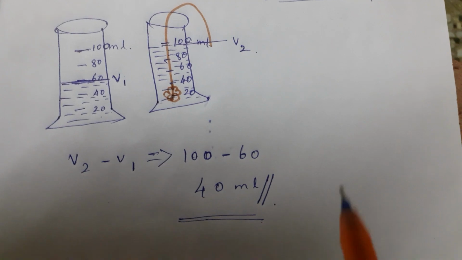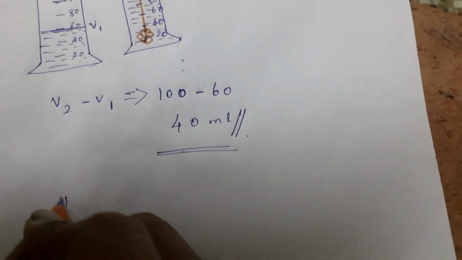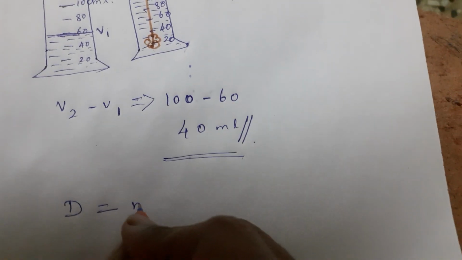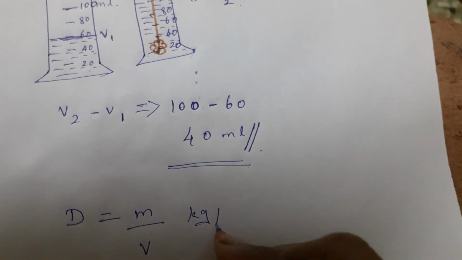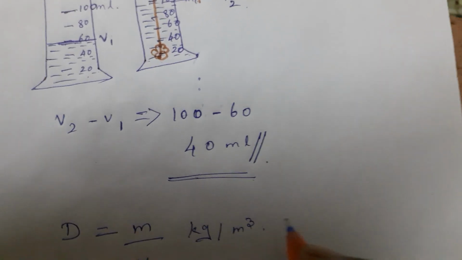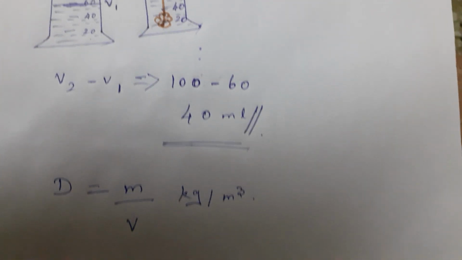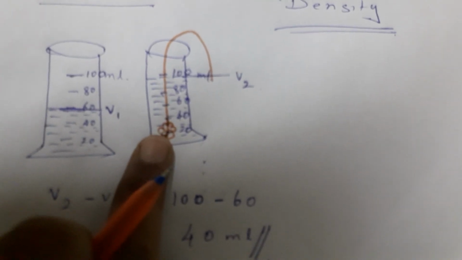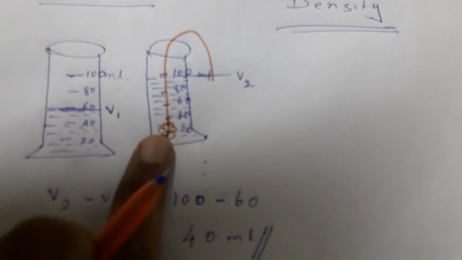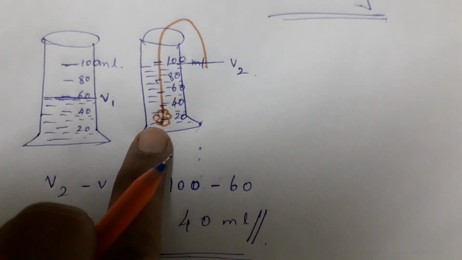If the question asks you to find the density of an irregular object such as a stone, what is the relation between density and volume? D is equal to mass per volume, kg per meter cube. For this diagram, we have found the volume of the stone. Let mass be m. It may be any mass. If you know the mass, you can calculate the density.